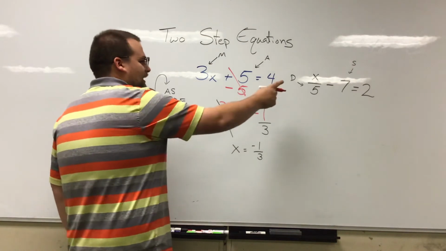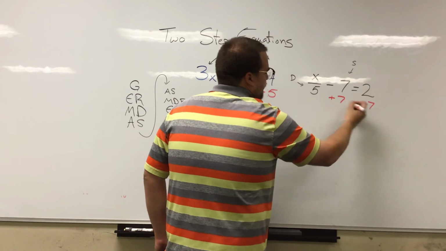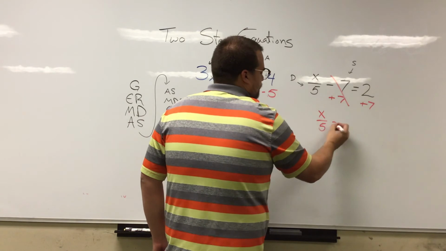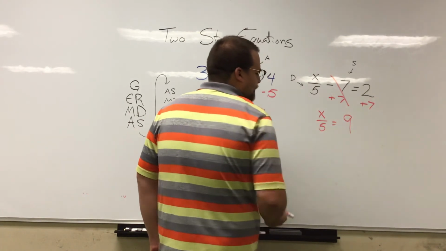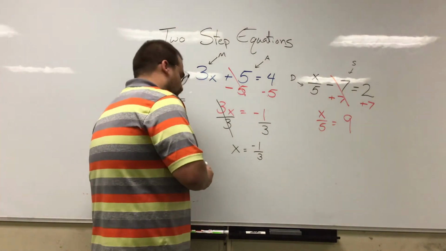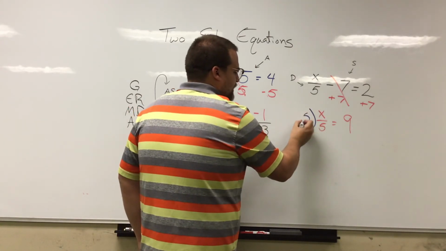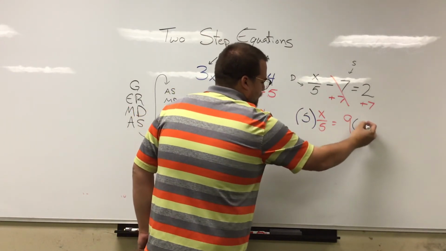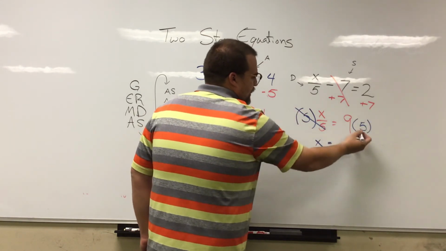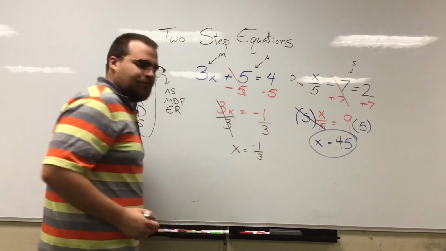So we want to get rid of subtraction first. Its inverse operation is addition, so plus 7 on both sides. These cancel out, leaving us with x over 5 equals 2 plus 7, or 9. Now we want to finish up getting x on its own. We have x divided by 5, and the inverse operation of division is multiplication, so we're going to multiply both sides by 5, canceling these out and leaving x on its own, and getting 9 times 5, or 45, right over here.